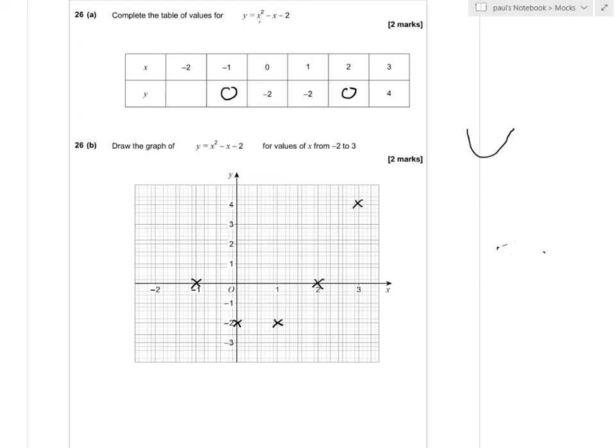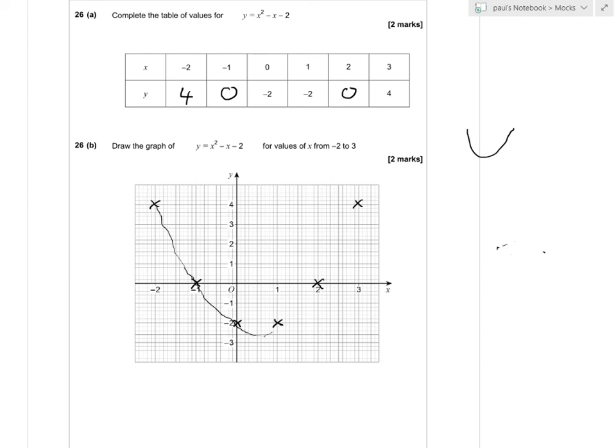Minus 2 squared is 4. 4 minus 2 is 2... no, 4 plus 2 is 6. Take away 2 is back to 4. So we've got 4, 0, minus 2, 0, 4, a pattern. So minus 2 and 4 is going to be up there. And so, best efforts to draw this.